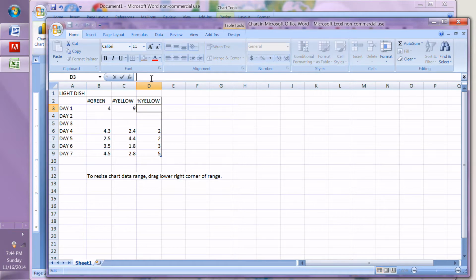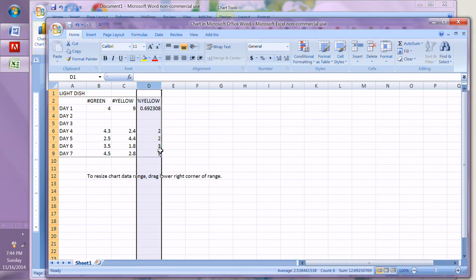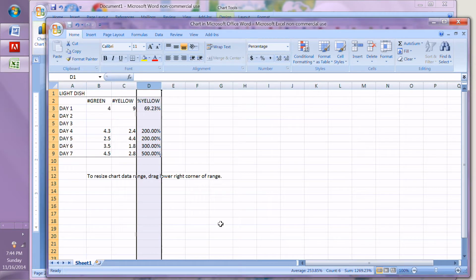So you go up here in this little blank field, and you put an equal sign. And then you click on your yellow, and you're going to divide it using the slash by the whole amount because it's 9 out of 13. I got 13 by adding 9 and 4. And then it's going to give you a percent. So 69.23%. If we want it represented as percent, we'd right click on it. We could format our cell and click on percent, and then it's going to give us our percent sign.